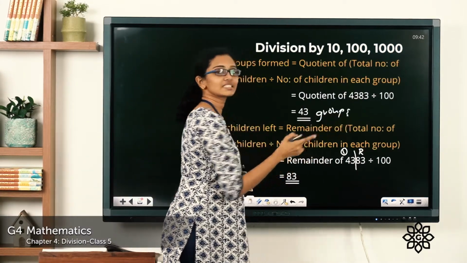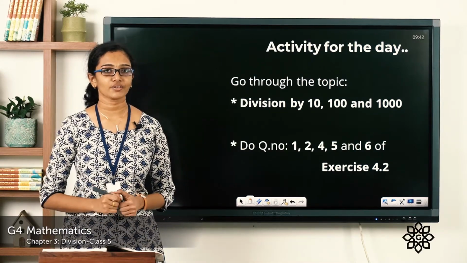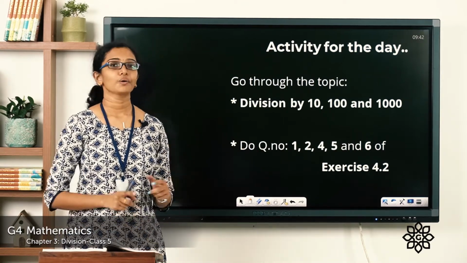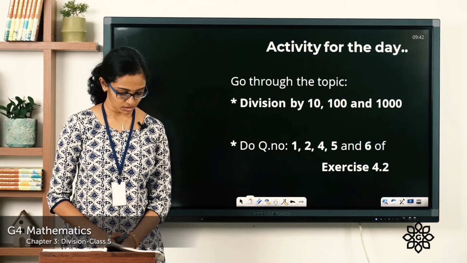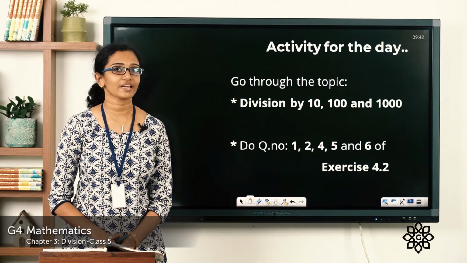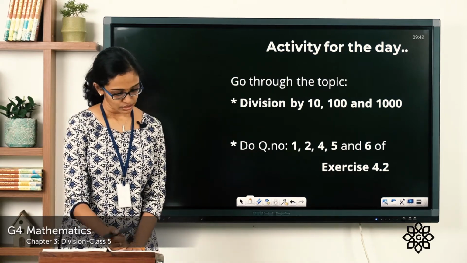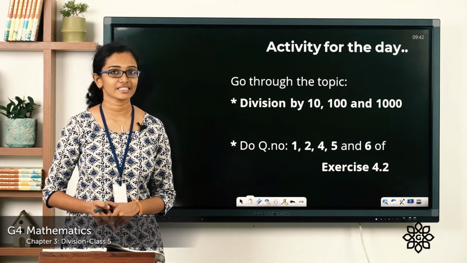I hope this question is clear to you. You can go through the topic division by 10, 100 and 1000 on page number 57 of your textbook. Once you're done with that, please move on to exercise 4.2, which is on the next page, page number 58. You have to complete question numbers 1, 2, 4, 5 and 6. Question number 3 we already discussed in class.